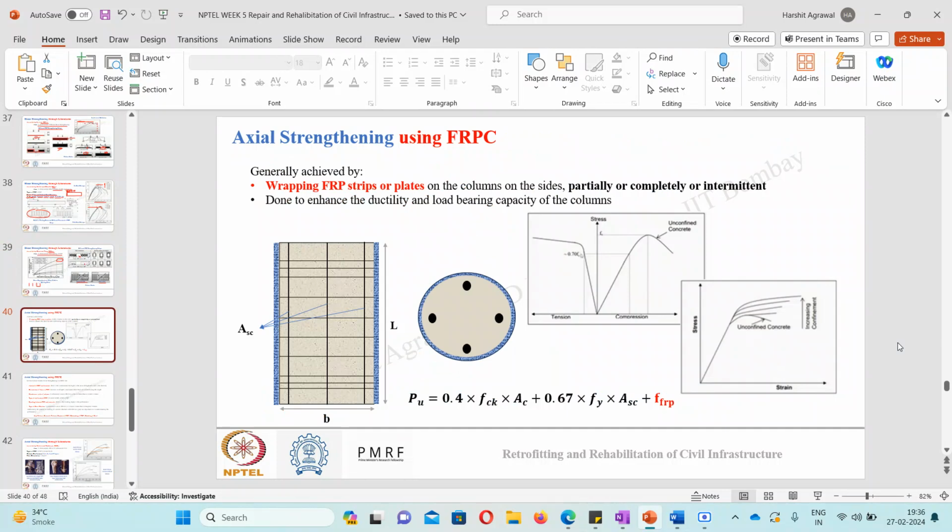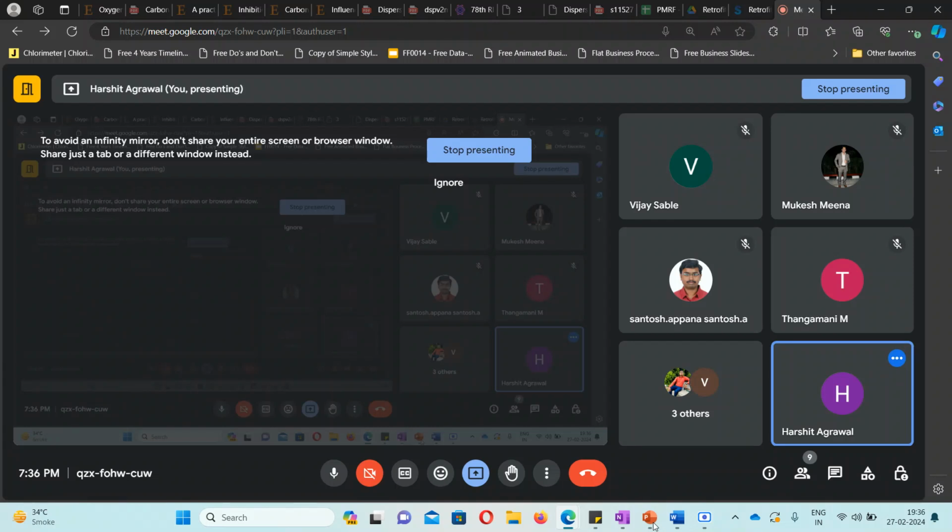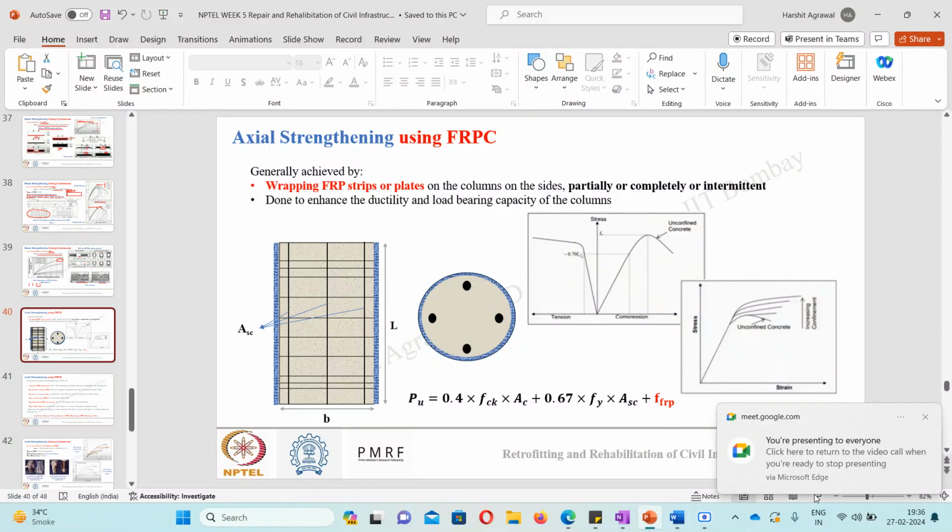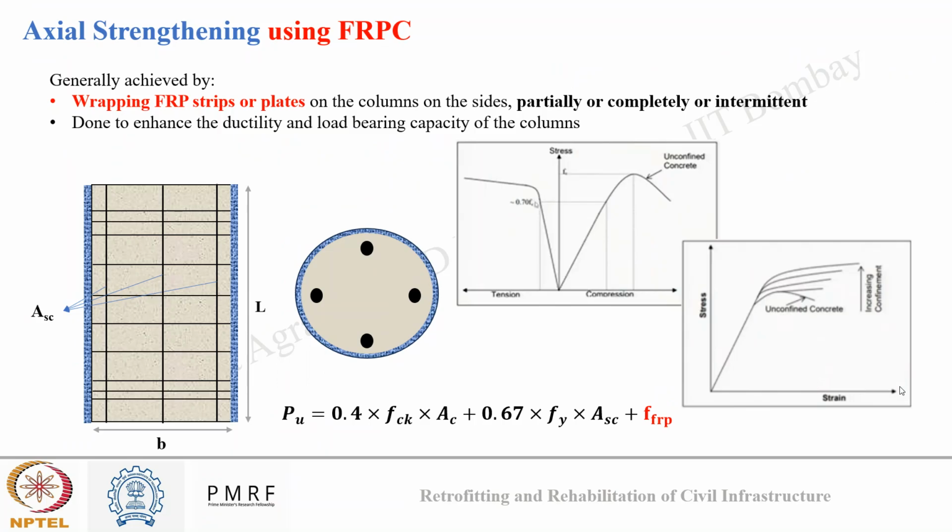Okay. Any doubts in shear strengthening part? Okay, so since there are no doubts, we'll move to the last topic for today, that is axial strengthening using FRP.